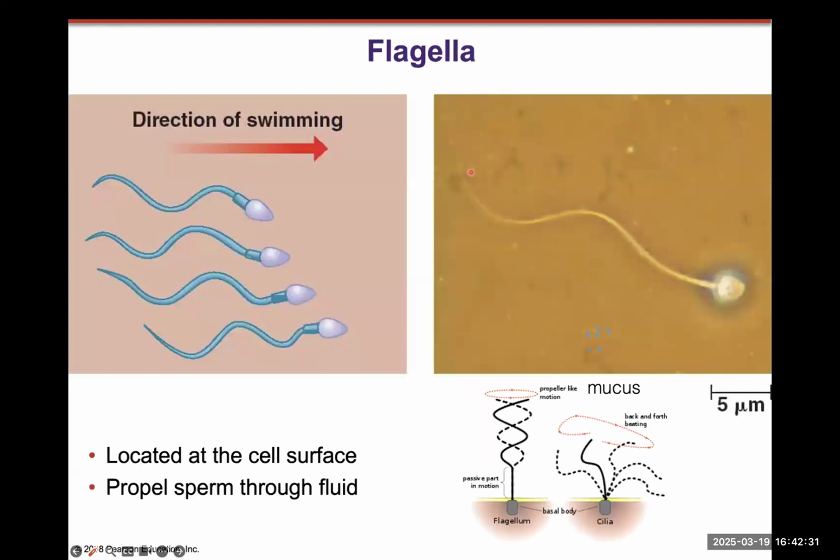Okay, so what if you take one of these cilia and grow it really long? Well, it's not cilia anymore. Now it's going to be called the flagella. And I know you want to call this tail, but please don't call it tail in anatomy. We're trying to teach you anatomical terms.